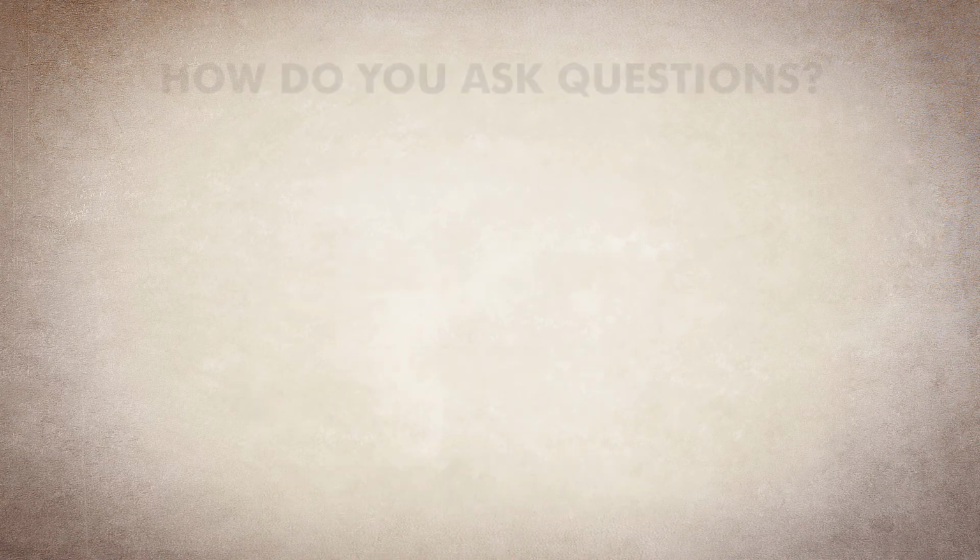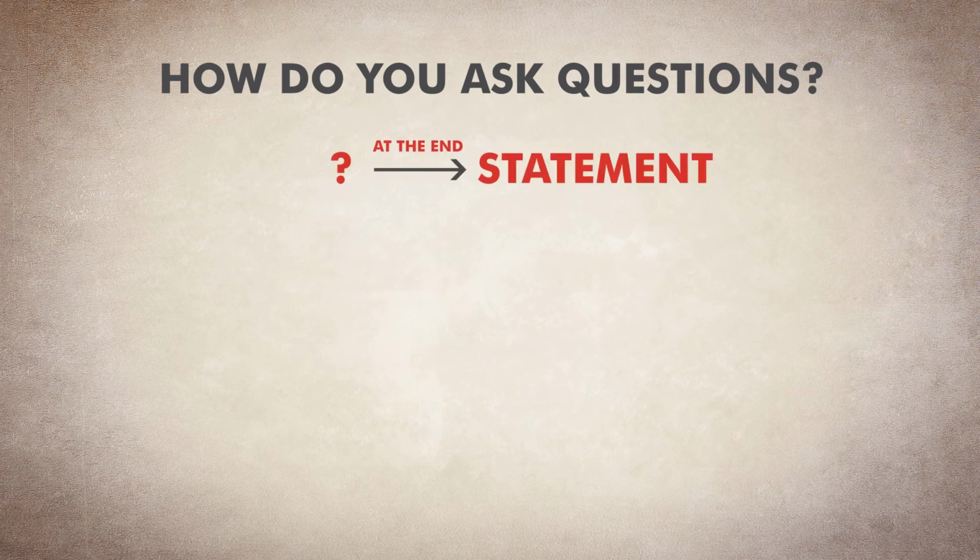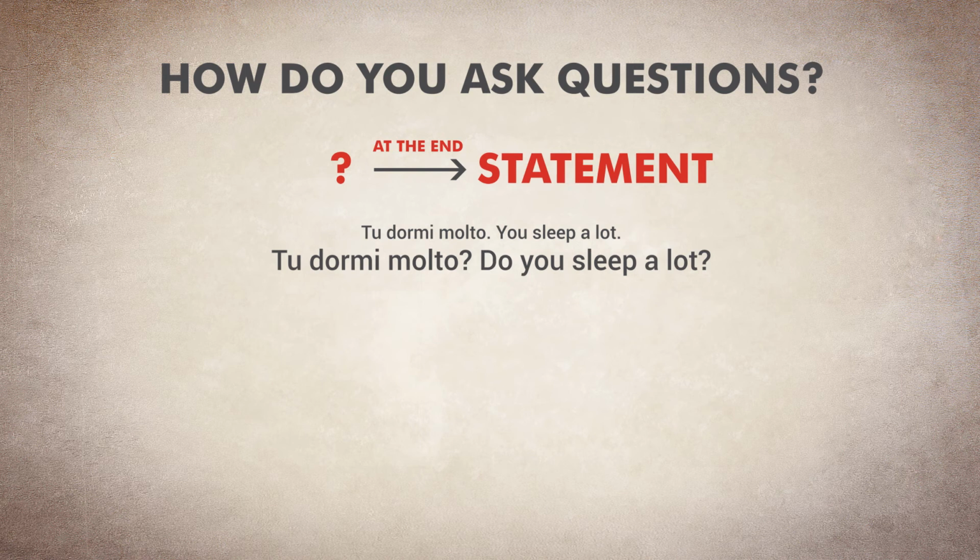By the way, we haven't yet discussed this matter. How do you ask questions? One of the easiest ways to ask a question in Italian is to place a question mark at the end of a statement, and when speaking, the intonation of the voice rises at the end of the sentence. For example, tu dormi molto. You sleep a lot. Tu dormi molto? Do you sleep a lot? It's just a matter of intonation or the question mark in the writing language.